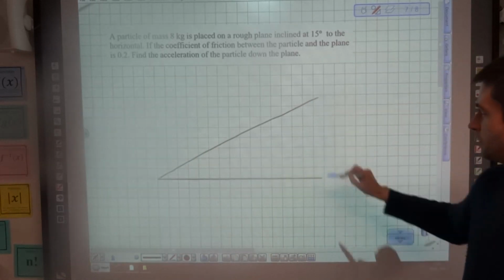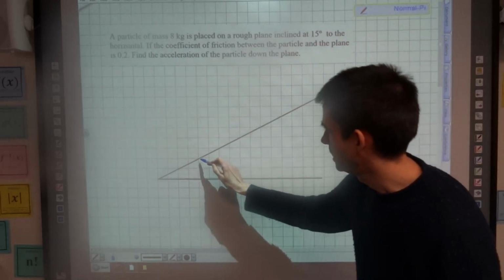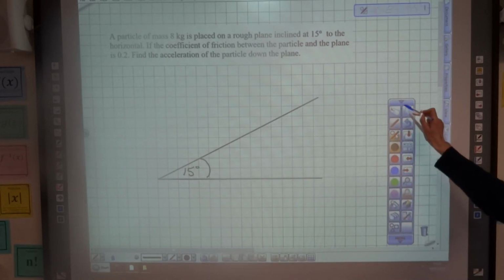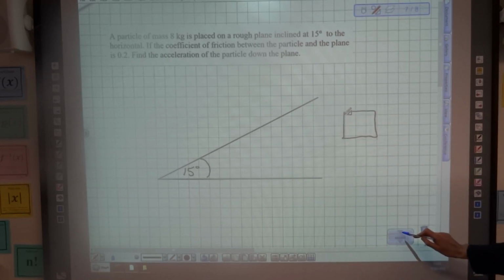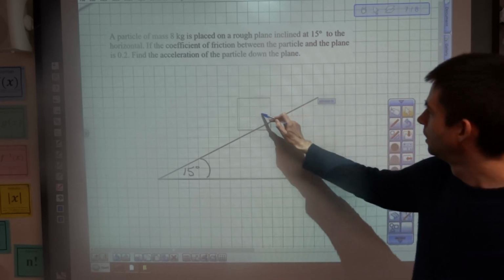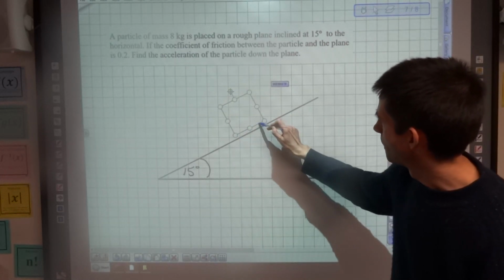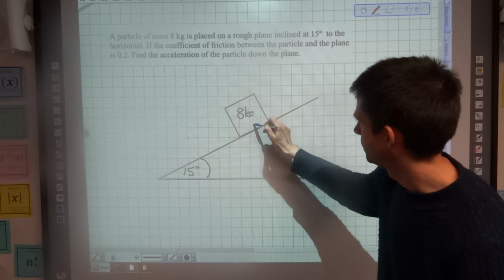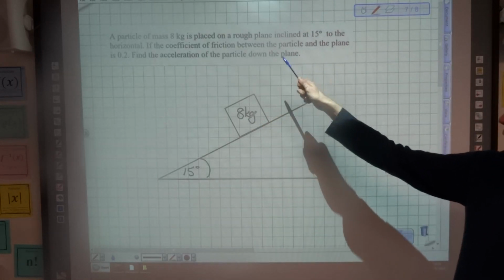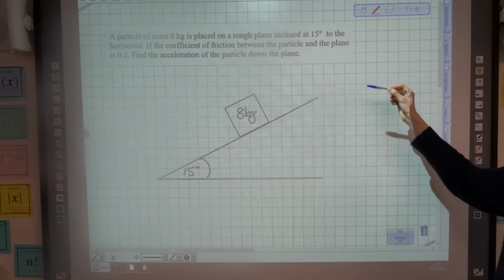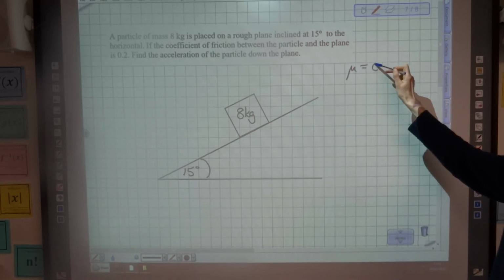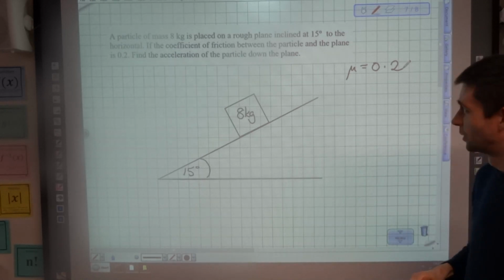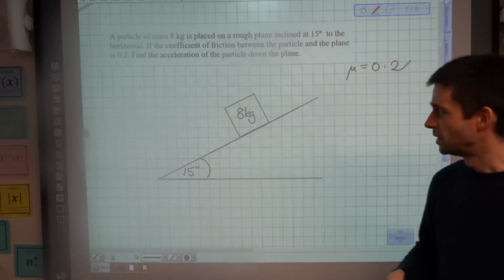Here is the inclined plane, and I've been given that this angle here is 15 degrees, and I've got a particle of mass 8 kilograms. So I'm just going to draw that there, move it over and line it up. I'm just going to write in there that that has got mass 8 kilograms. And I'm also told in the question that the coefficient of friction is 0.2. So I'm just going to jot that one up there. 0.2.